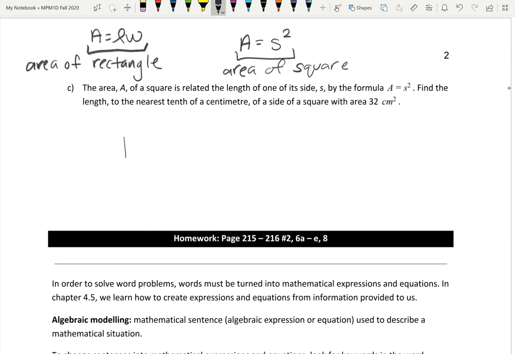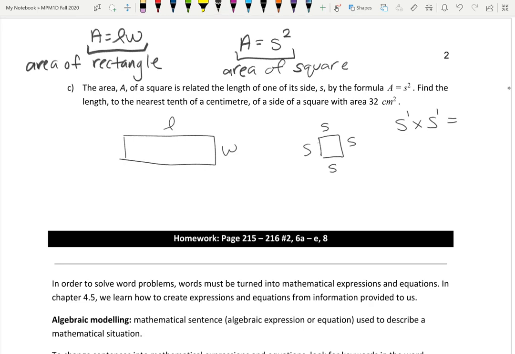Okay, in a rectangle, our length and width are different lengths, so they have different values. But in a square, each side is exactly the same length. So instead of using length and width to represent different values, you can just use S, which stands for side. So S times S is equal to S squared, right? Remember, when bases are the same and you're multiplying, you just add the exponents.